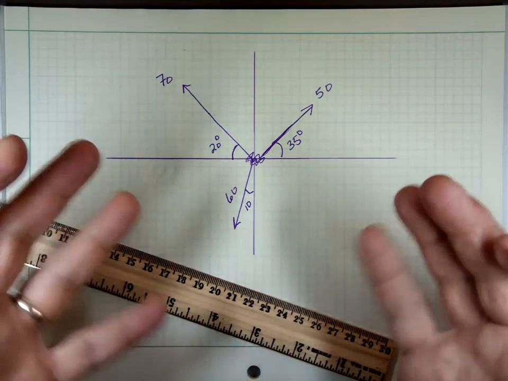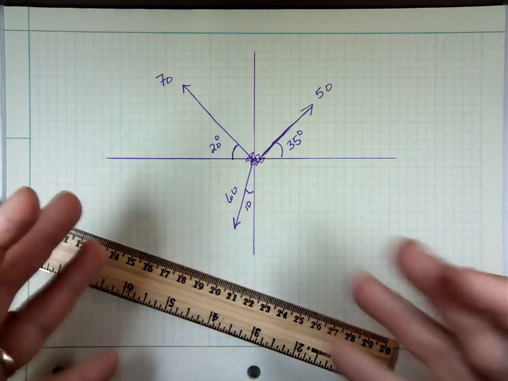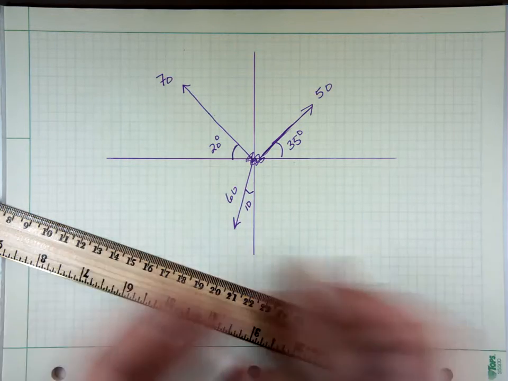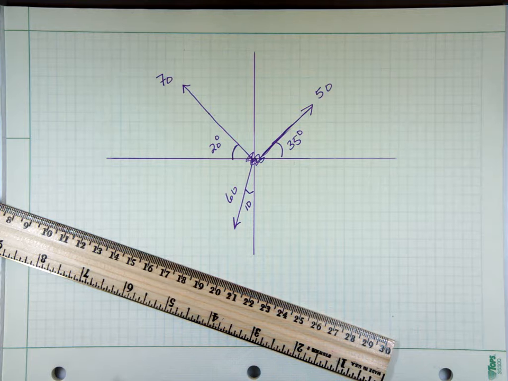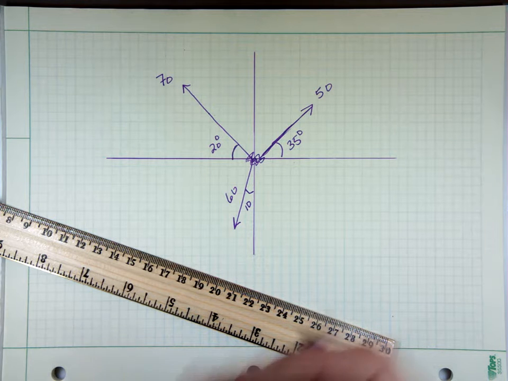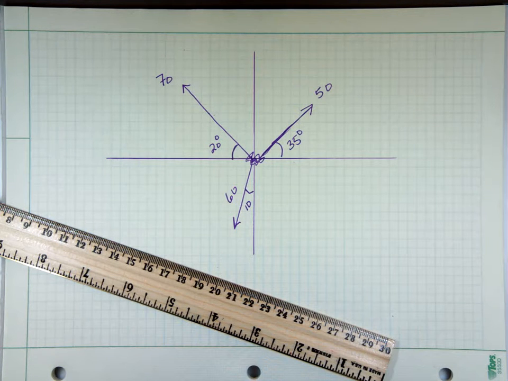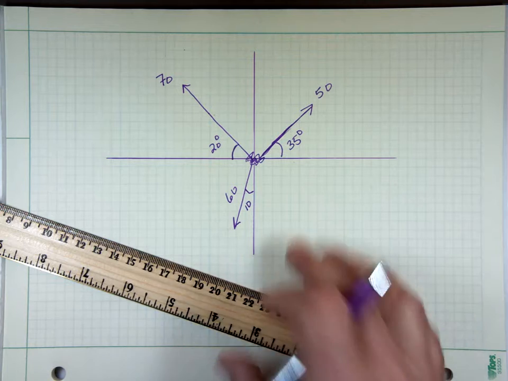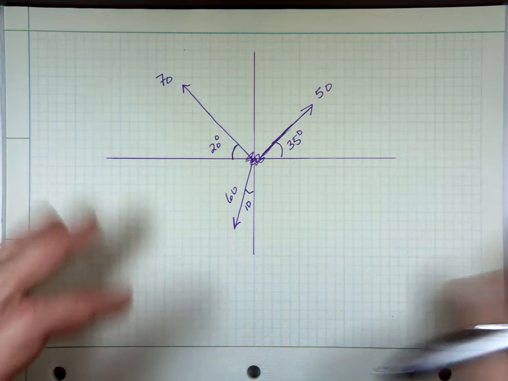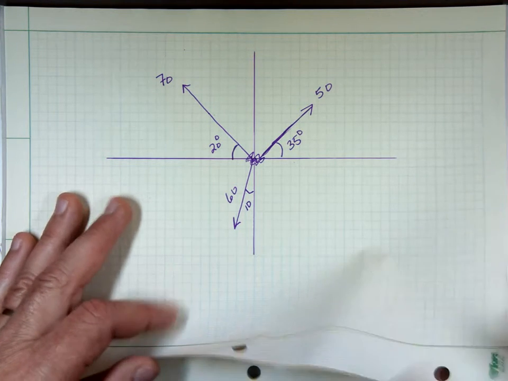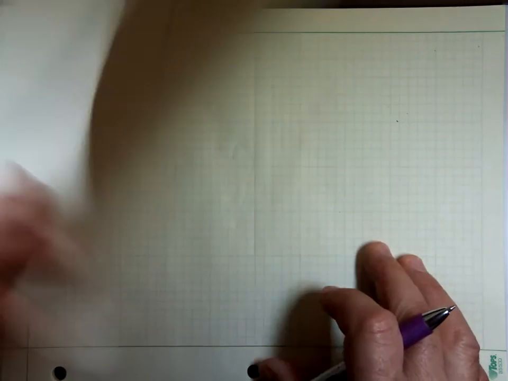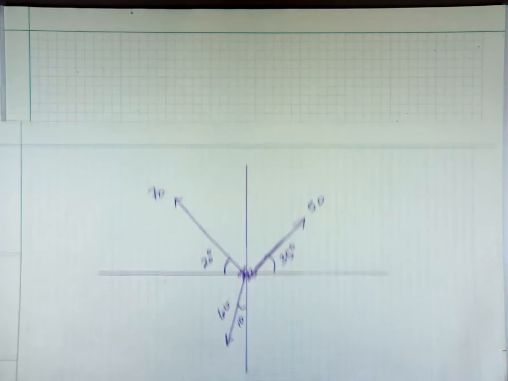So what's the net result of all these forces acting on it? What is one force that's equivalent to the sum of these three? We can do this mathematically, we can do it graphically. Let's try it graphically first, then we'll do it mathematically. So there's our story. Let's graph this to scale and see if we can get the result, or close enough.